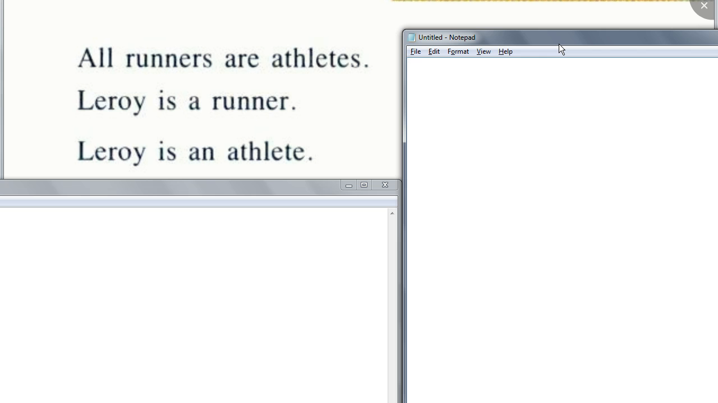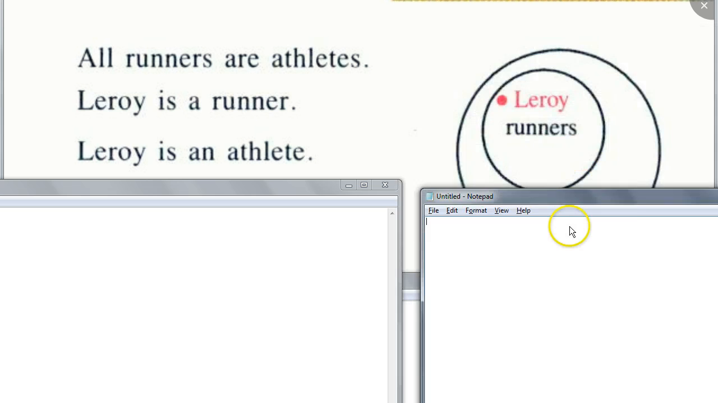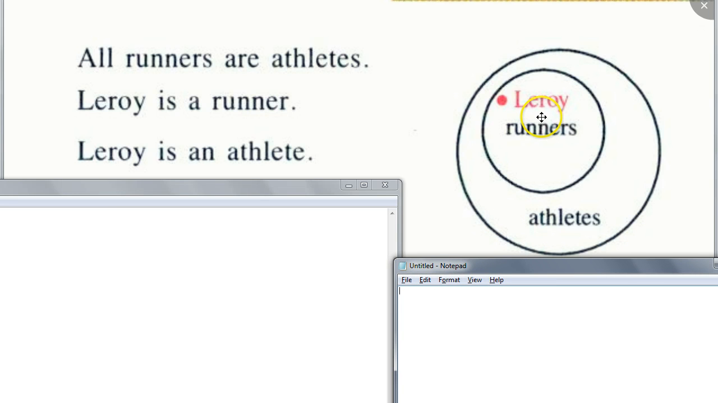Runner inside, and then what? Athletes, at the pickle. You're exactly right. And where would Leroy be? Inside the runner. Therefore, if Leroy is a runner, we could conclude that Leroy is an athlete. Is this easy? Okay, let's move on to the next one.